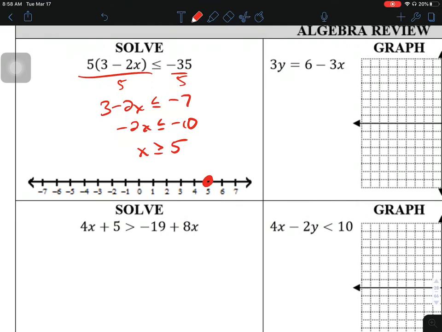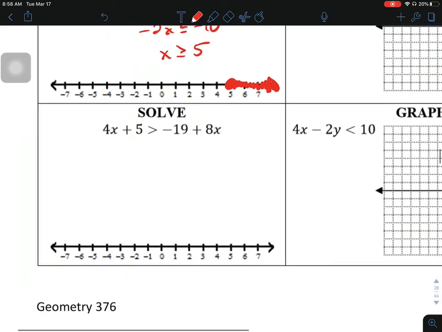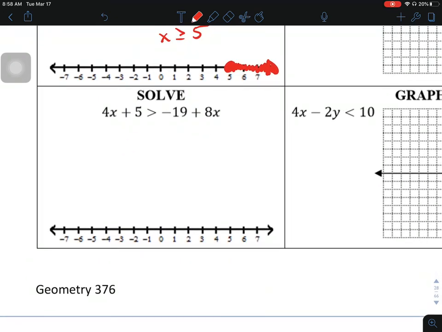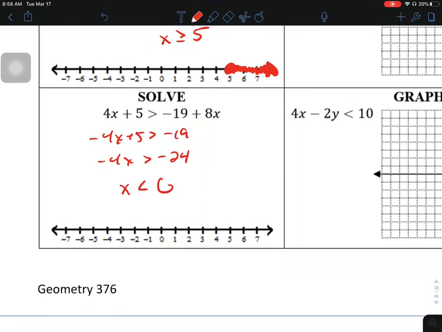Equal to means closed circle. Greater than means we shade to the right. So one below. I'm going to subtract 8x from both sides. I'm going to subtract 5 from both sides. I'm going to divide both sides by -4. I divided both sides by a negative number, so the inequality changes direction. So I got x is less than 6. It's an open circle at 6. Less than means we shade to the left.